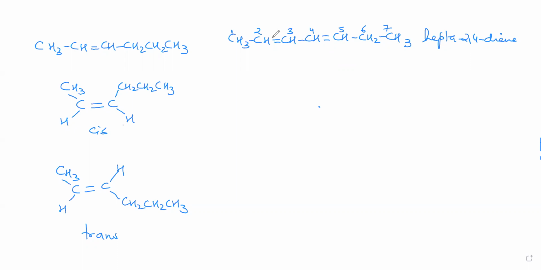How 4? You can have cis configuration here along with cis configuration here. So both the double bonds having cis configuration, that is one form. Then you can have cis at this double bond and trans at this second double bond. That is the other form. You could have trans here and cis here, that is the third form. And you can have trans and trans configurations at both the double bonds.